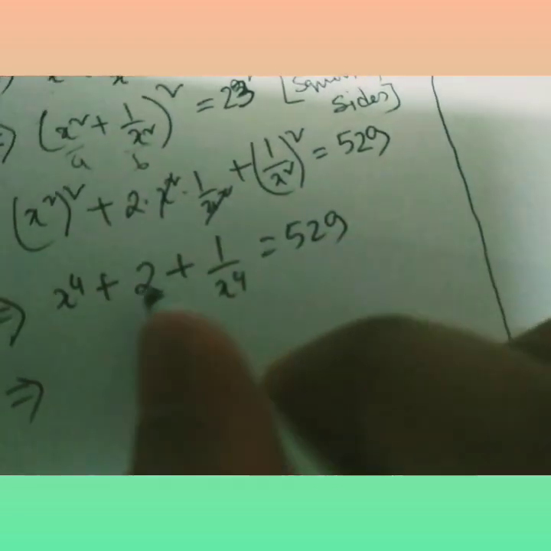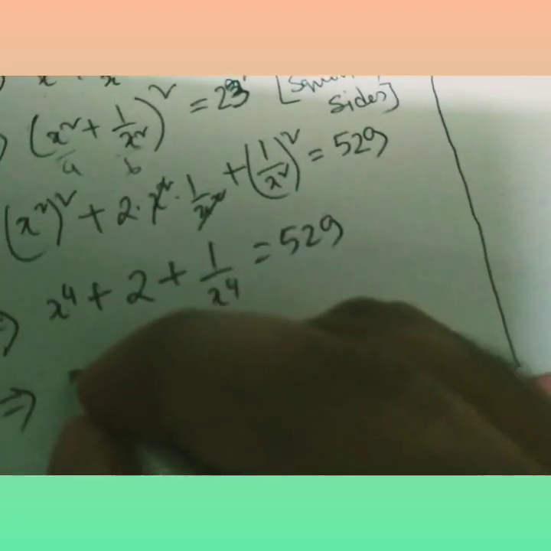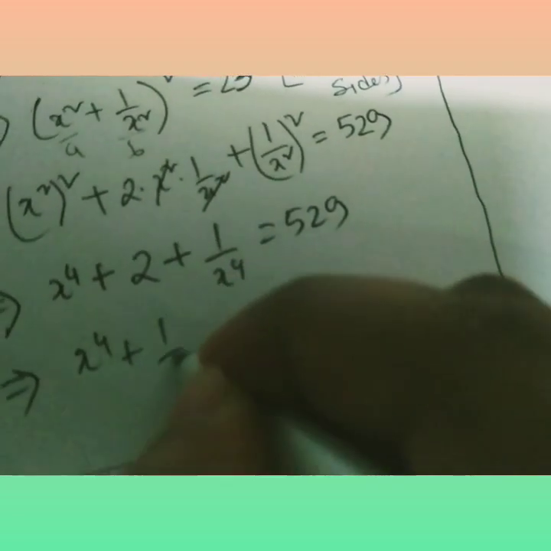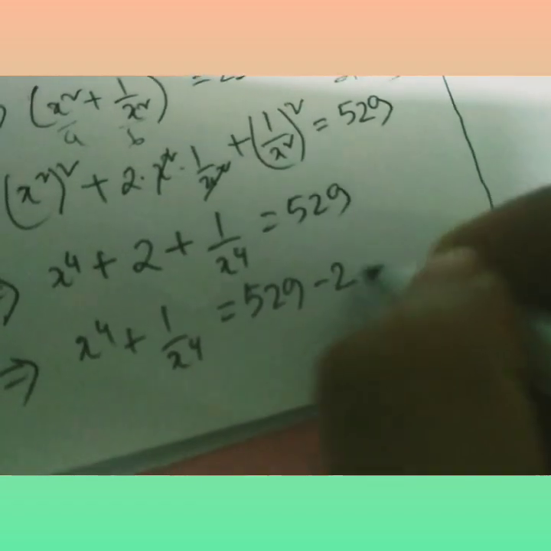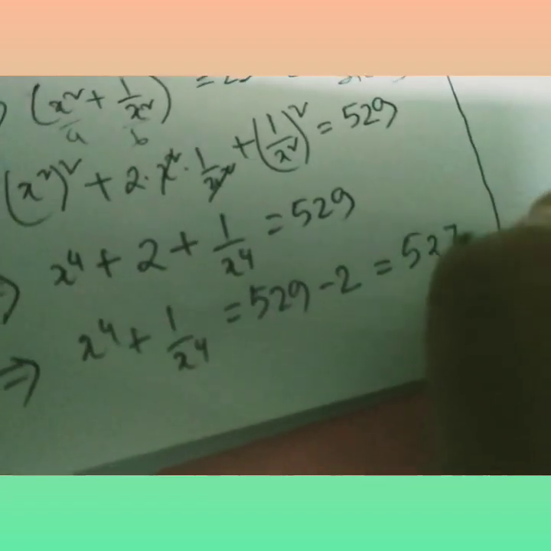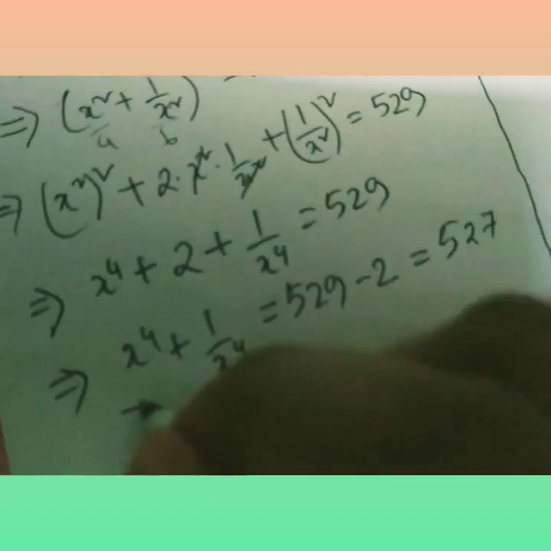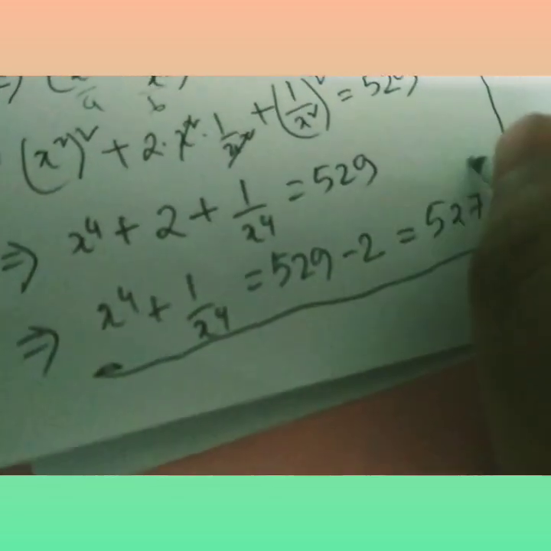Finally, if we shift this 2 over here, x4 plus 1 by x4 equals 529 minus 2 equals 527. So I've got the value of x4 plus 1 by x4.